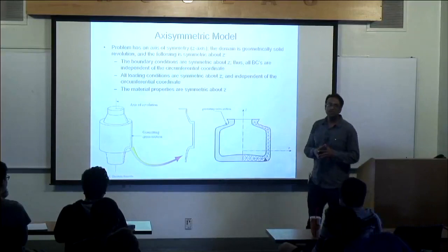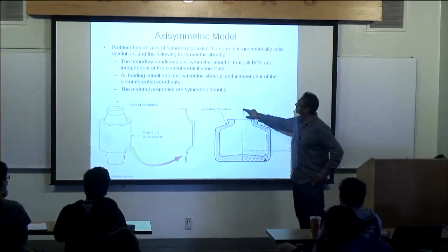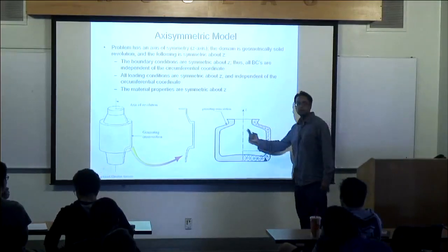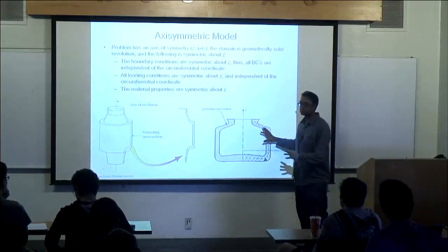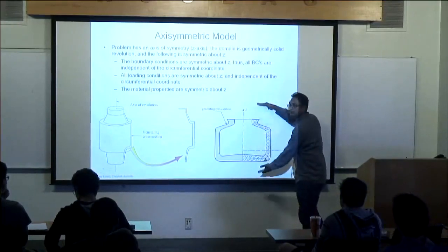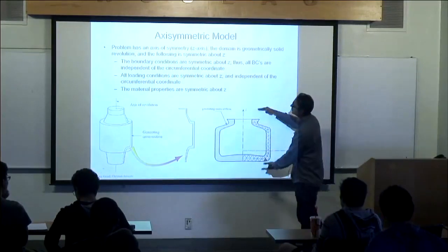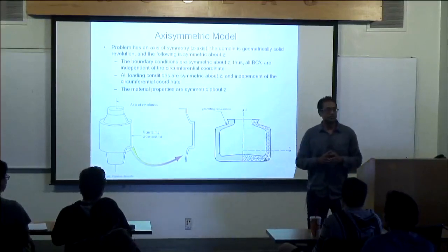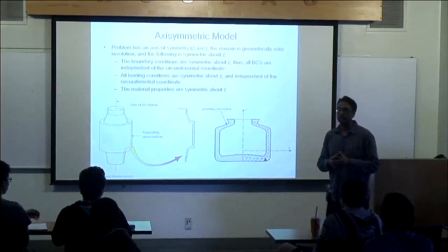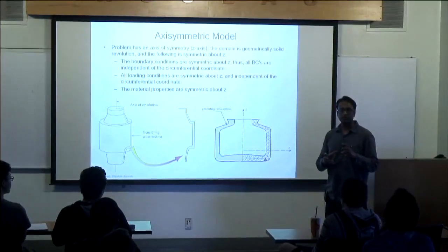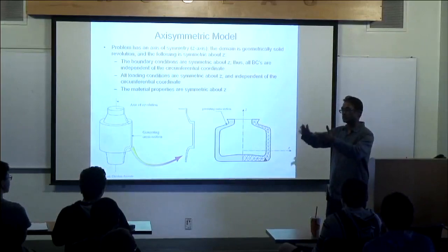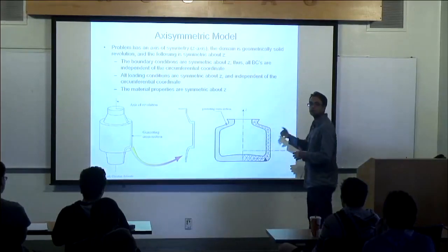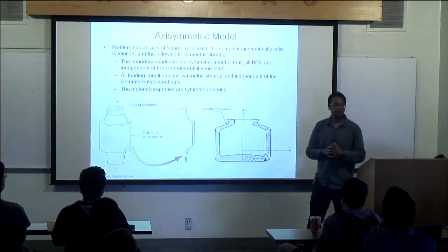Typically, the boundary conditions are symmetric about the axis of revolution, and all the boundary conditions are independent of the circumferential coordinates. So all the boundary conditions are typically either radial or along the length of the cylinder. The material properties tend to be symmetric as well. Abaqus does provide, and other codes like Nastran do provide, a generalized axisymmetric modeling approach, which allows you to apply torsion, which is a load that's basically in the circumferential direction. They do have a specialized element for that.